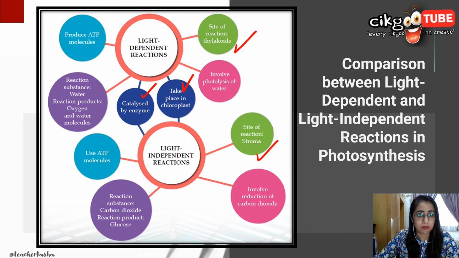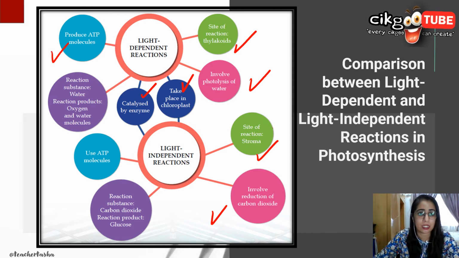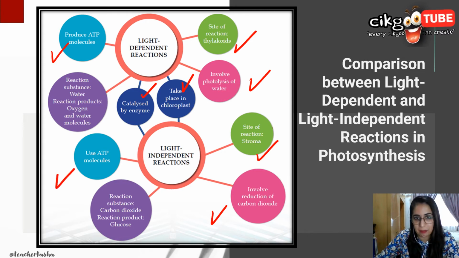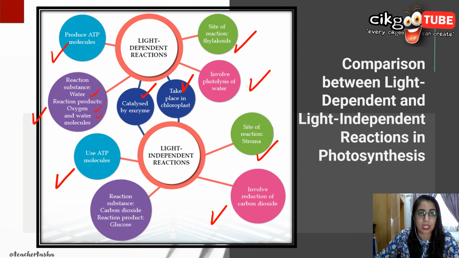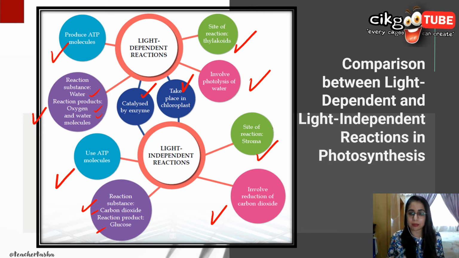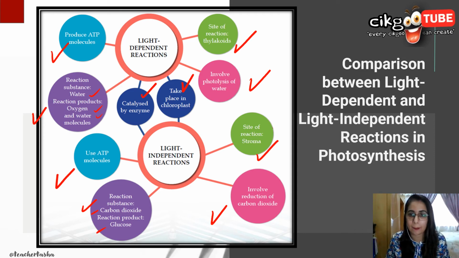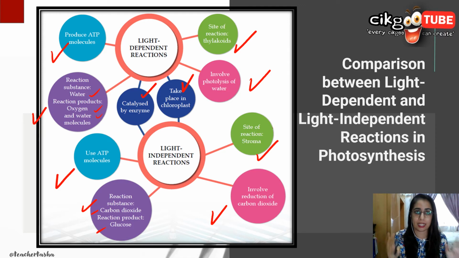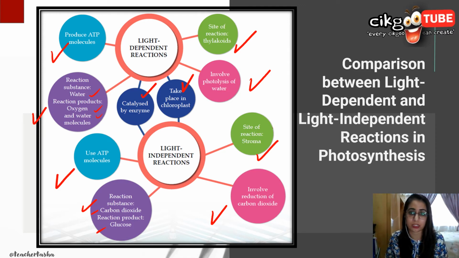Light dependent involves the photolysis of water, light independent involves reduction of carbon dioxide. Light dependent produces ATP, while light independent uses ATP. For light dependent, the substance used is water, and the products are oxygen and water molecules. For light independent, the substance used is carbon dioxide and the product is glucose. So you must know this: draw the table, draw this bubble map, and remember the differences and similarities between light dependent and light independent reaction.